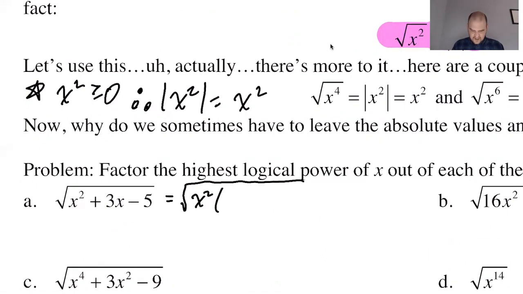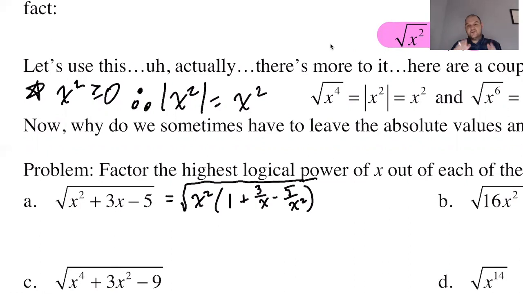X squared, take x squared out of everything. When you're not sure what that means, factoring something out is equivalent sort of to dividing by it. So x squared over x squared is 1. 3x over x squared is 3 over x. And then minus 5 divided by x squared is just minus 5 over x squared. So I found the thing I just wrote in parentheses by dividing the original thing by x squared.